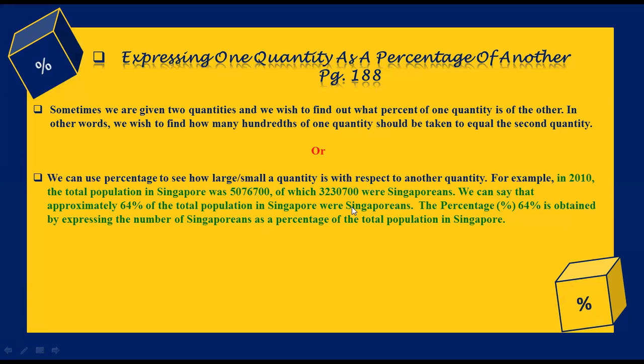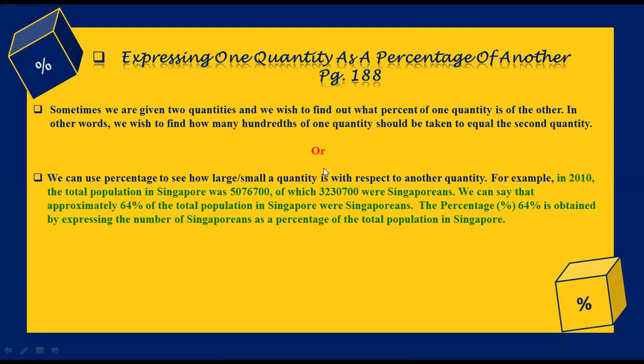मतलब कि ये देखा गया कि टोटल पॉपुलेशन तो सिंगापुर की ये है, लेकिन out of which 3230,700 were Singaporeans. वो Singaporeans थे. How can we find that? Or we can say that approximately 64% of the total population in Singapore were Singaporeans.